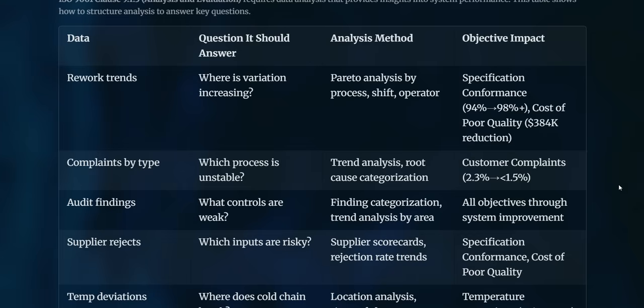The other data is supplier rejection data. The question it should answer is which inputs are risky. Analysis methods for supplier rejects data include supplier scorecard and rejection rates trend. The objective impact of supplier rejects data includes specification conformance and cost of poor quality reduction.